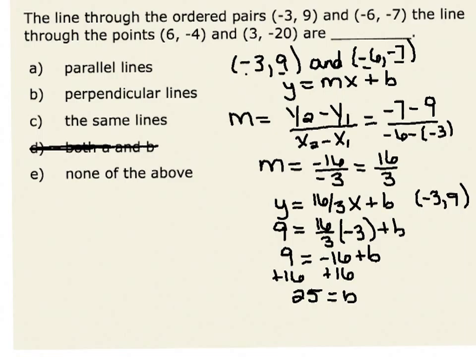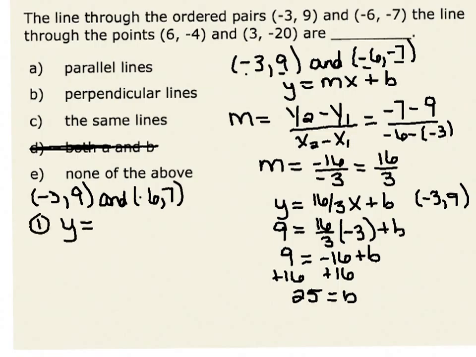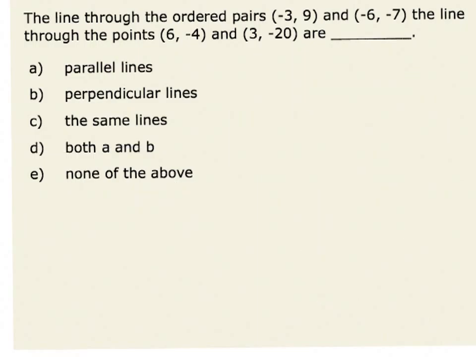This gives us an equation for the line that passes through the ordered pairs (-3, 9) and (-6, -7): y is equal to 16/3 x plus 25. In order to determine if those lines are parallel, perpendicular, the same line, or none of the above, we now have to find the equation of the line that passes through the second ordered pair. Let's look at the second ordered pair. We have (6, -4) and (3, -20).